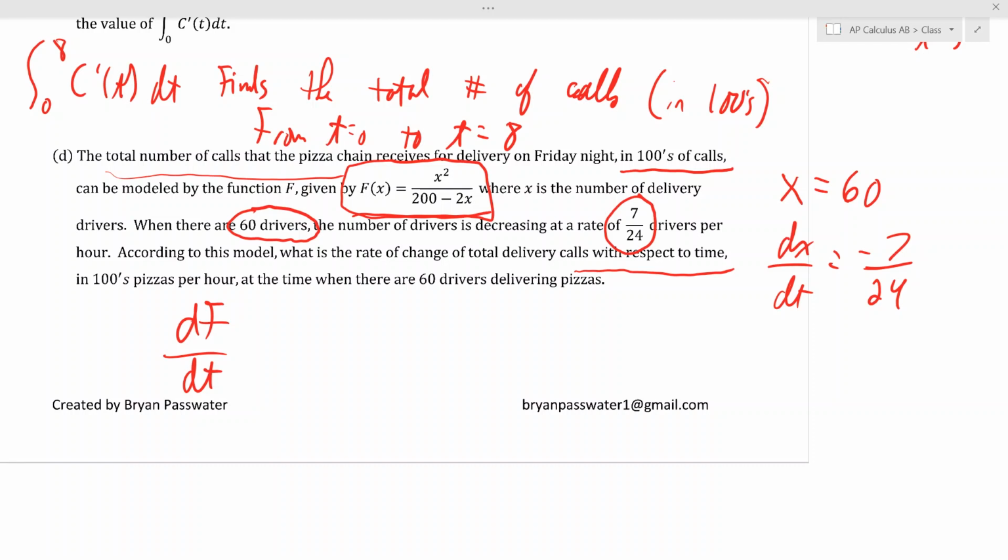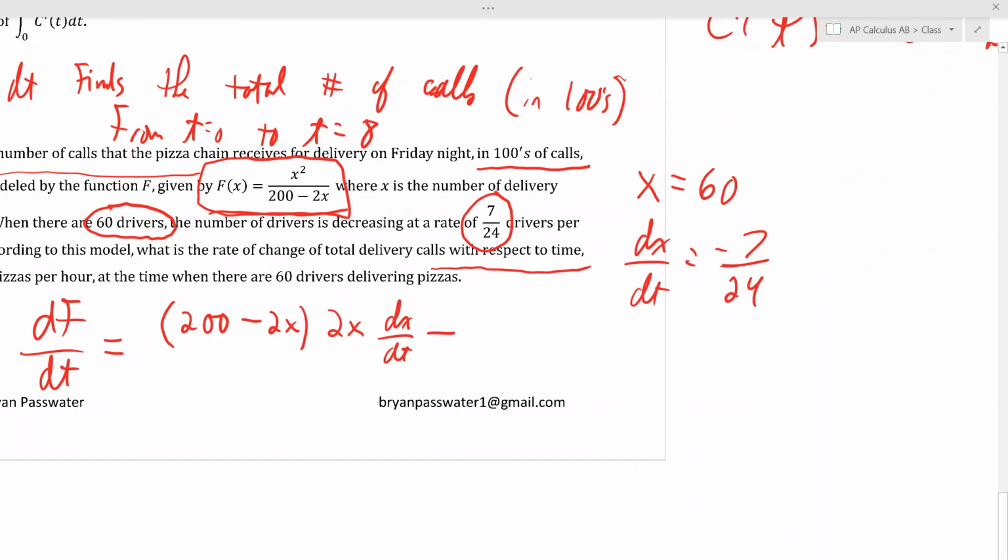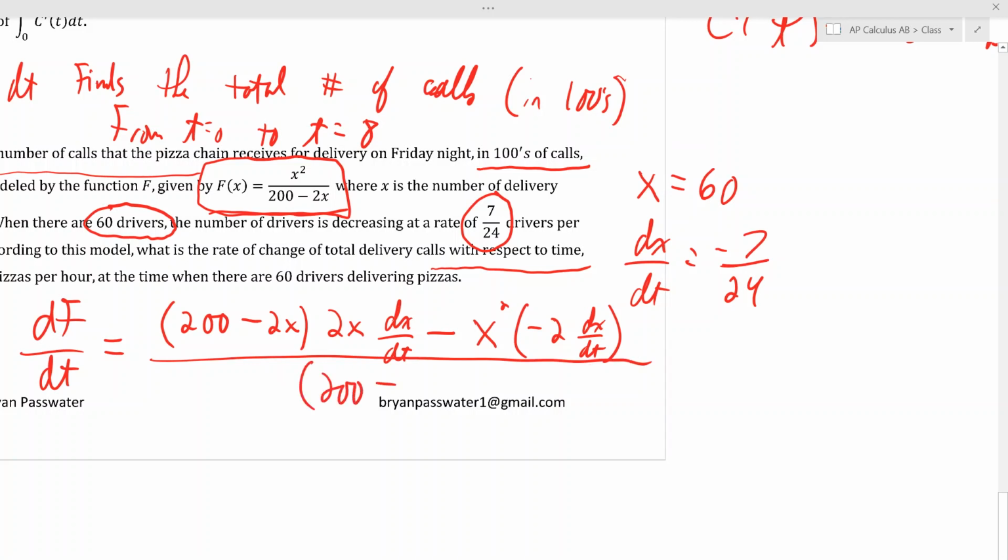But all we're going to do is the quotient rule here. Everybody sees that, I hope, which is low d high, right? So we're going to write the denominator, derive the numerator. That's going to be 2x dx/dt minus high d low. So that's going to be x squared minus the derivative of the denominator, which is not -2, it's -2 dx/dt. And that's all over the denominator squared, which is (200 minus 2x) squared.